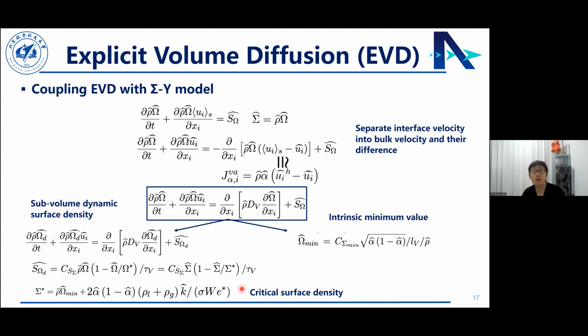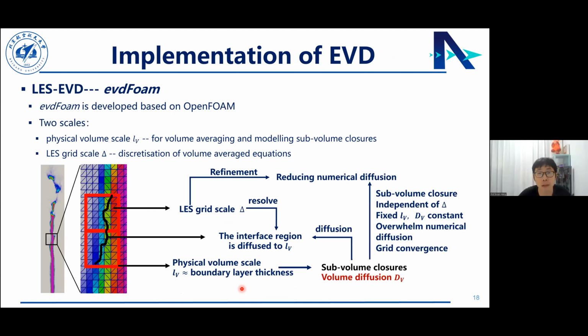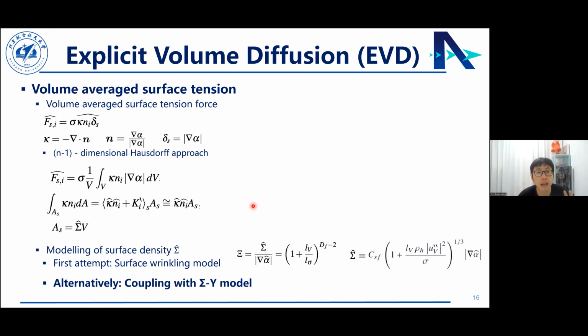And how to implement this EVD method? The physical equations here seem no different. We still only have volume diffusion, and the volume fraction transport equation is the same. We still didn't solve the problem of numerical diffusion. We only solved the rigorous physical meaning of this model, and now the implementation can give the solution for how to overcome the effect of numerical diffusion.